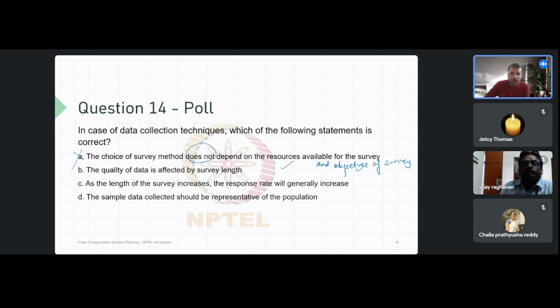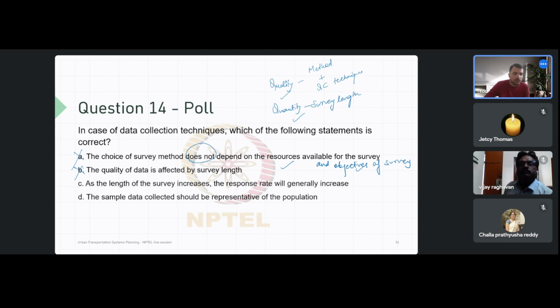The quality of data is affected by survey length. This is also not correct. I don't know if you have gone through the lectures, but there was a flow chart where we discuss quality as well as quantity. Survey length affects the quantity of the data. On the other hand, quality is affected by the method that we are using plus the quality control technique. So survey length is not related very much to the quality of the data. So this also we can remove. Then, as the length of survey increases, the response rate will generally increase.